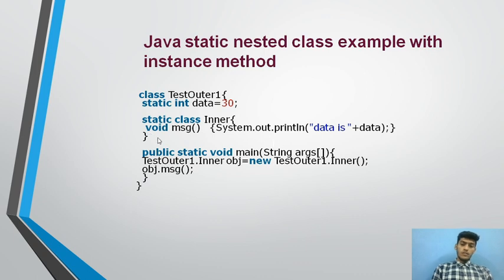Now we will declare a main function here, and in main we will make the object of this class with TestOuter1.Inner. We are using this because TestOuter1 is our outside class and Inner is our nested class, so we cannot access our inner class directly. We have to go through the TestOuter1 class to access this. Now TestOuter1.Inner obj is our object name, equals new TestOuter1.Inner, and we will call obj.message. Now what will be the output of this? The output will be data is 30.